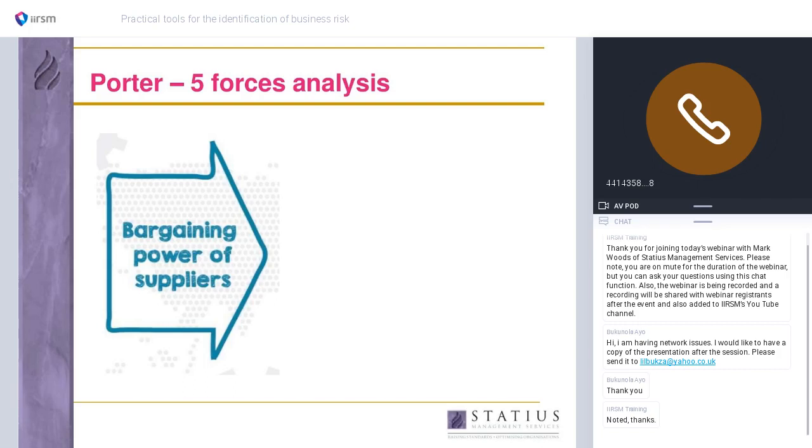So bargaining power of suppliers is high when there are few substitute products and low when there are many. Other factors affecting the bargaining power of suppliers include the concentration of suppliers, the availability of substitute products, supplier switching costs, and the degree of differentiation in the items required.